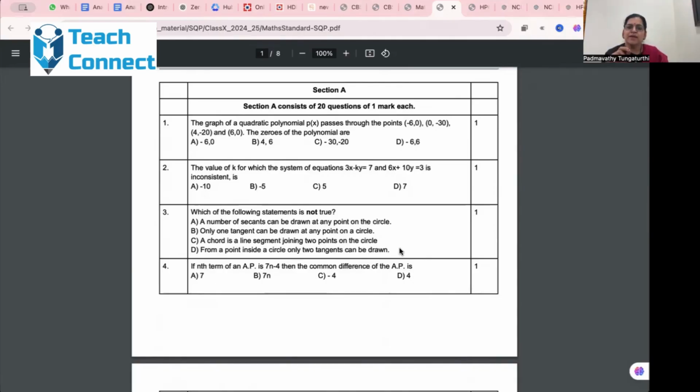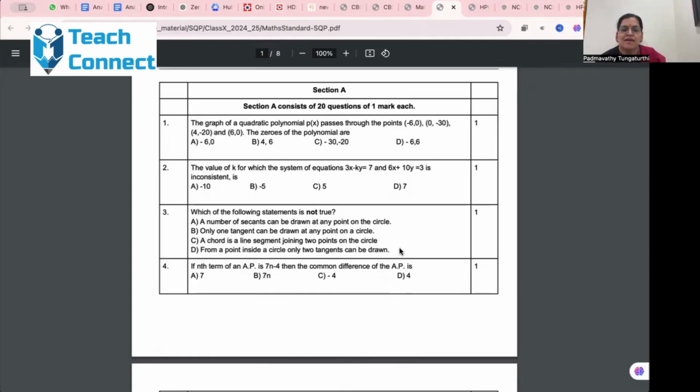I would like to bring to you not only the solution part of it, wherein you can easily identify, but also how and what these questions are asking us. Where should we put our focus? The first question says that the graph of a quadratic polynomial p of x passes through the points (-6, 0), (0, -30), (4, -20), and (6, 0). Therefore, the zeros of the polynomial are, this is what is asked.